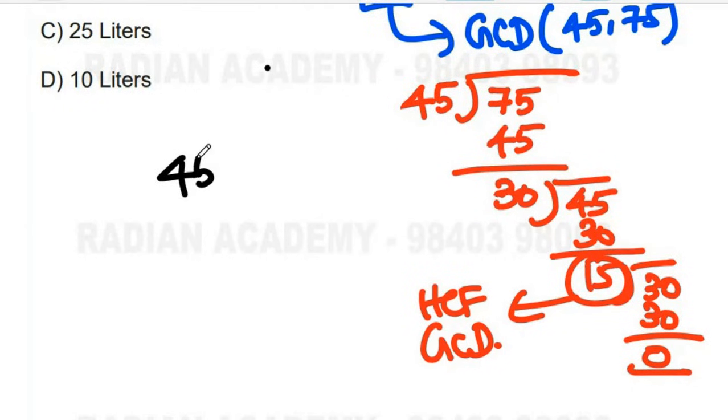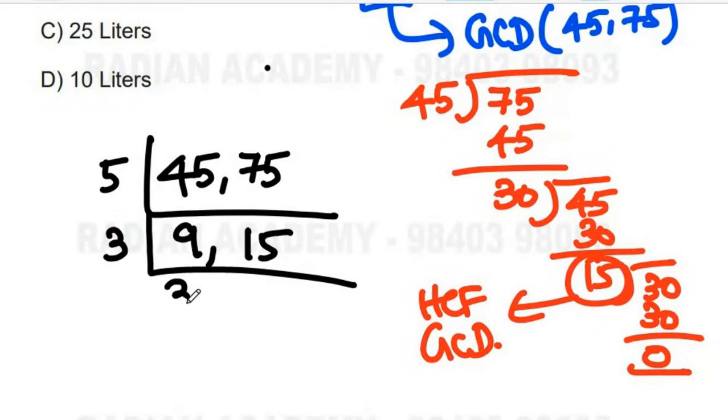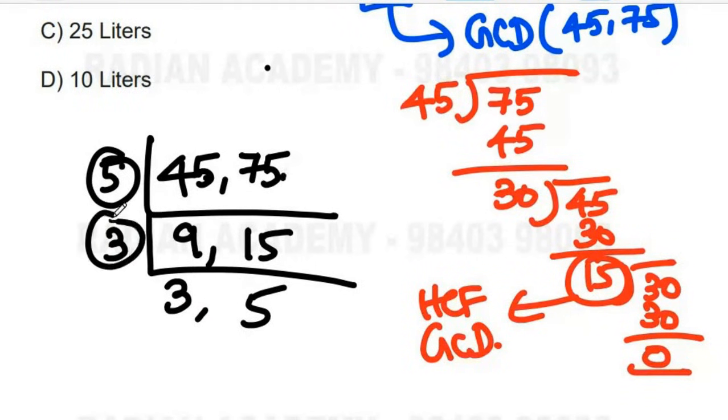If the numbers are easy and you can find the factors easily, then use this method. Take 5: 9, 15. Again go for 3: 3, 5. These are the common divisors for these 2 numbers. Therefore 5 into 3 is 15. For LCM, we have to multiply 4 numbers. For HCF, only these 2 numbers.